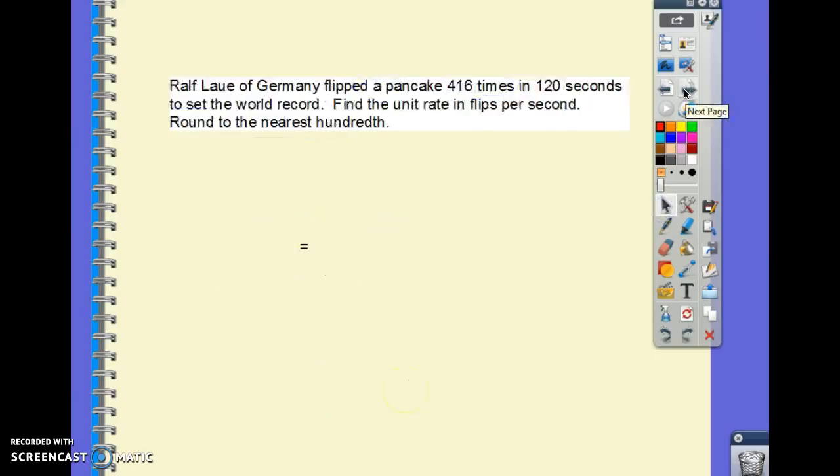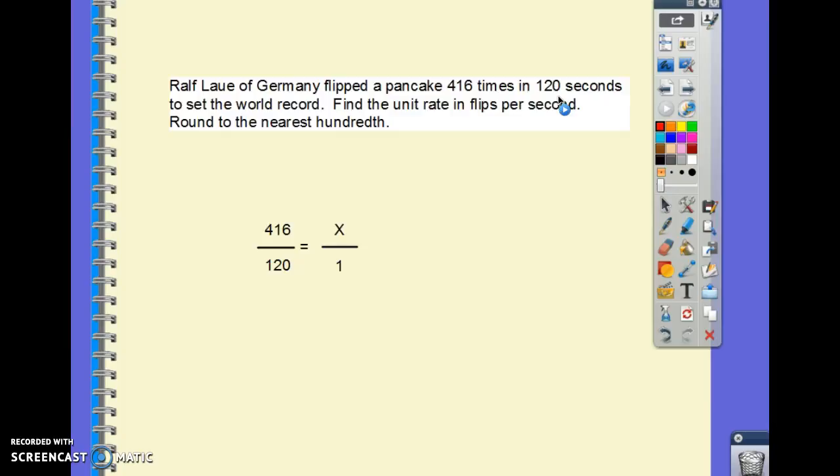Ralph Lurie of Germany flipped a pancake 416 times in 120 seconds to set the world record. Find the unit rate in flips per second and round to the nearest hundredth. So here you have 416 times to 120 to set the world record. Find the unit rate in flips per second, round to the nearest hundredth.